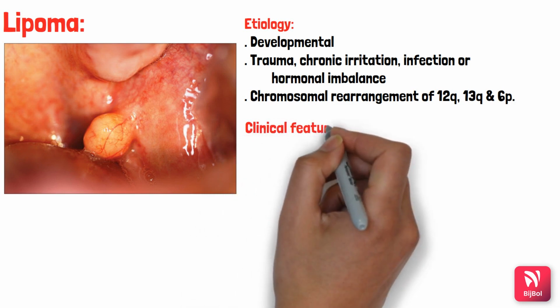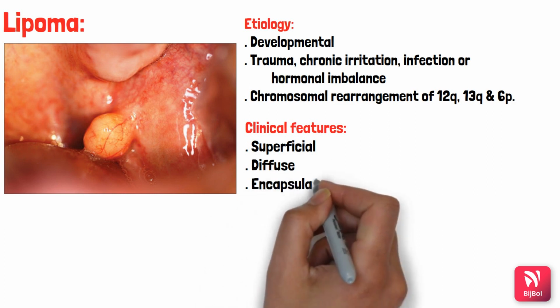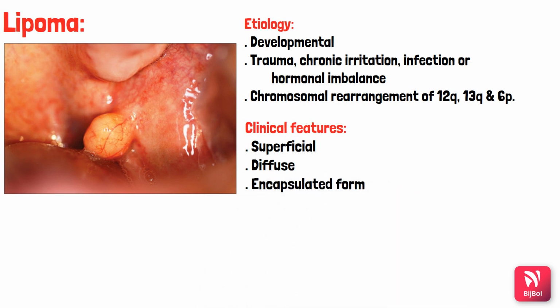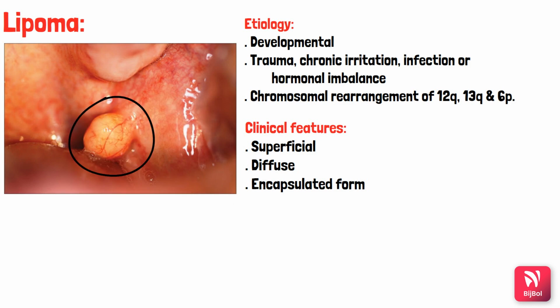So how does it appear clinically? Clinically, there are three variants: it can be a superficial lesion, a diffuse lesion, or an encapsulated form. In the picture here, this is a superficial lesion, which is a single, lobulated, painless lesion which is pedunculated. Sometimes it can be sessile also, and as you can see, it is yellow in color because of the presence of fat. You can see superficial blood vessels on the top, and these will be very soft to palpate.